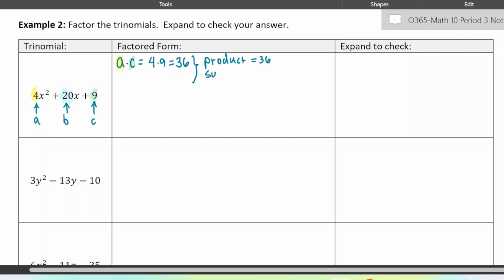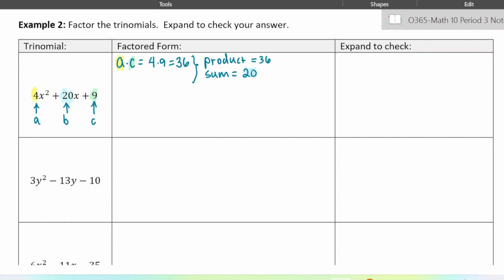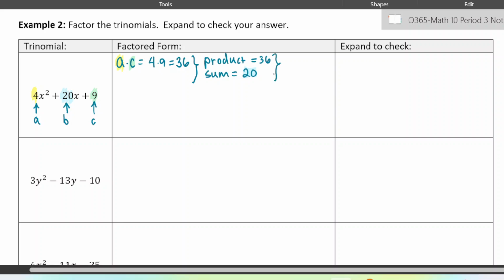And we want their sum to add to that middle number, 20. What we're going to do is split that middle number apart into two terms, kind of like we saw when we were expanding. That middle number was two terms originally, and then we combined them. We're going to go backwards here and pull it apart. So the two numbers I'm looking for happen to be 18 and 2.